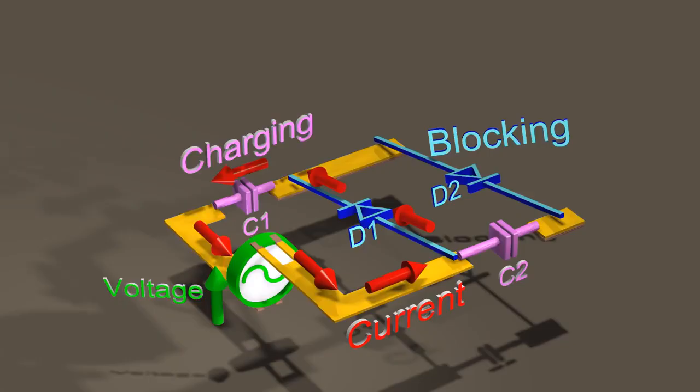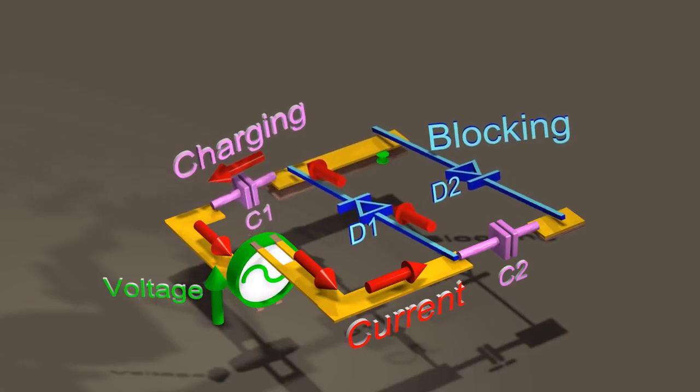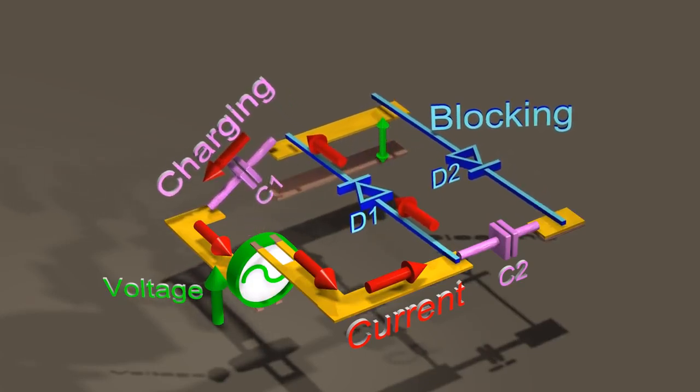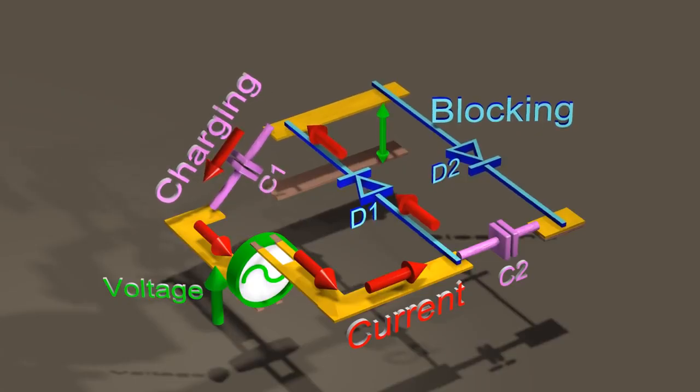At this moment in time, diode 2 is blocking the current trying to move through it in the backwards direction, and diode 1 is allowing current to move through it in the forward direction. Therefore, current will flow into capacitor 1 and cause it to develop a voltage across it. Capacitors have the ability to store charged particles.